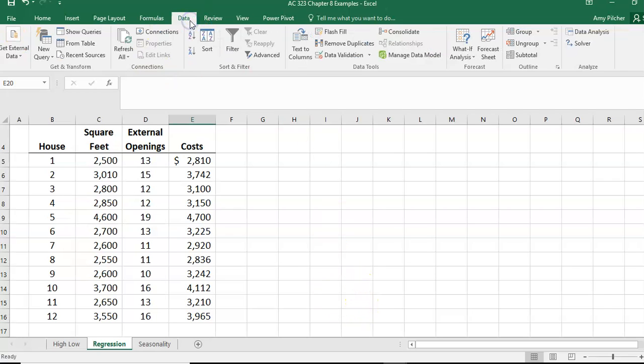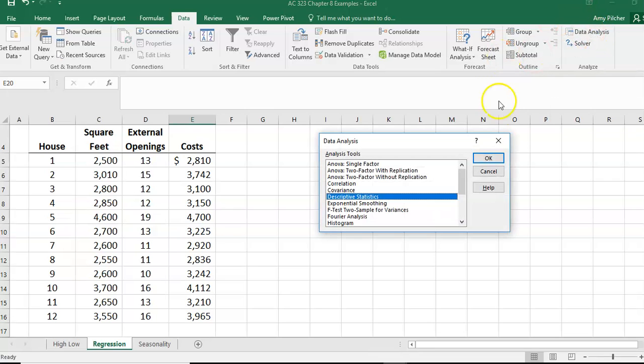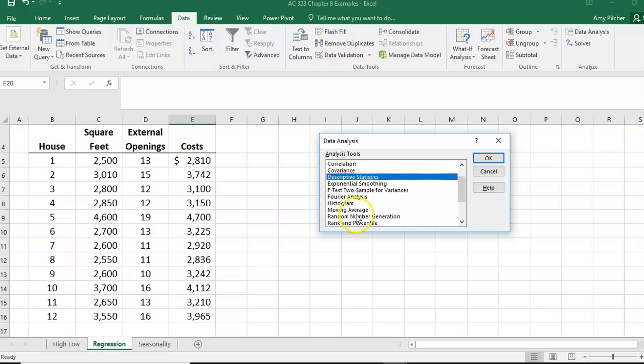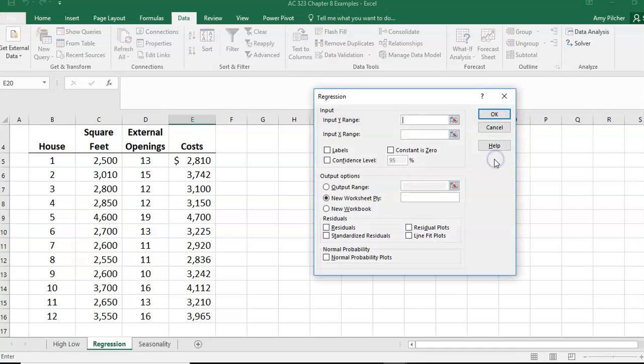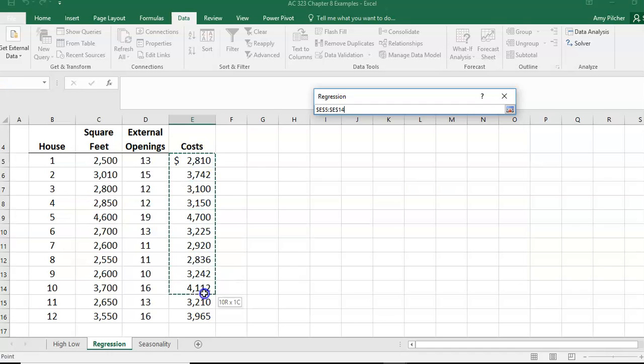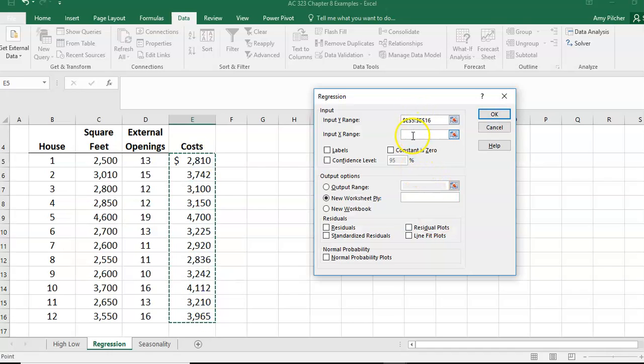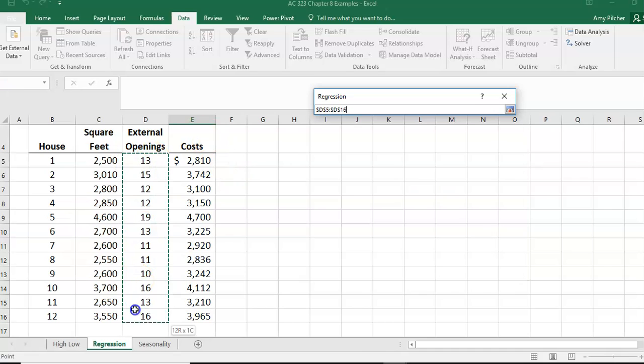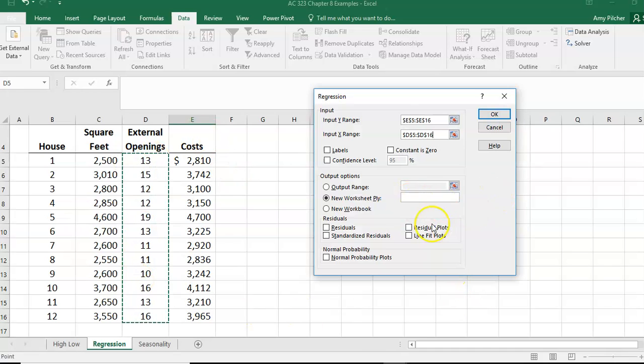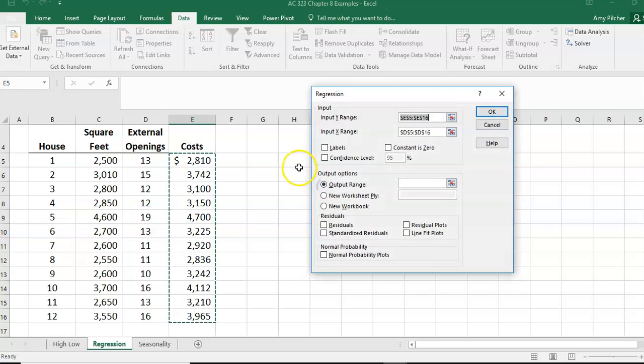So we'll go to our Data tab and click on Data Analysis. Brings up this box, and we are going to say we want a regression analysis. So we're going to select Y is our cost, and X is the number of openings. We can select that it ends up in a new worksheet, or we can select an output range and drop it into this worksheet.